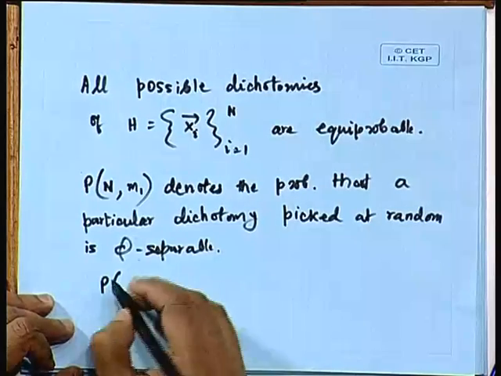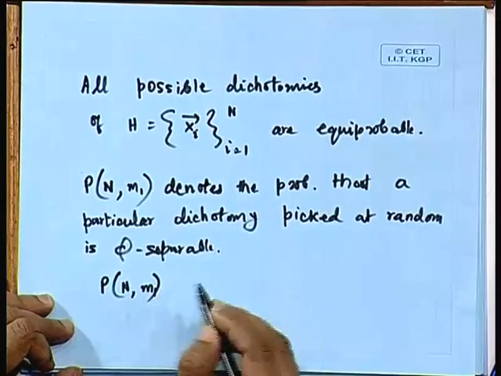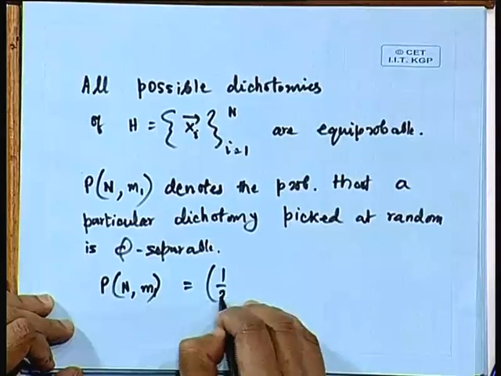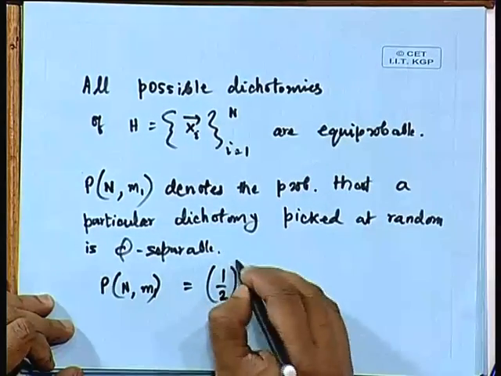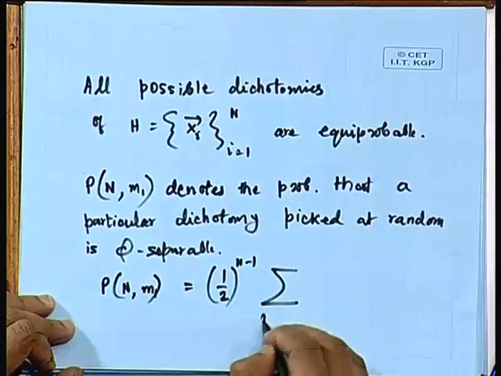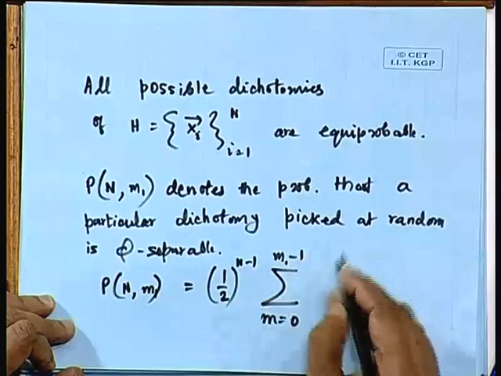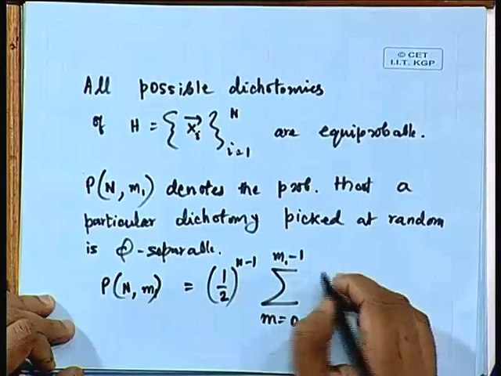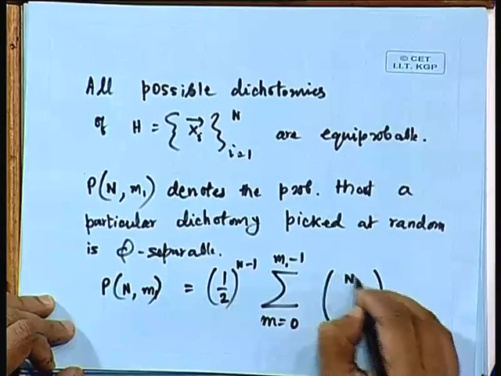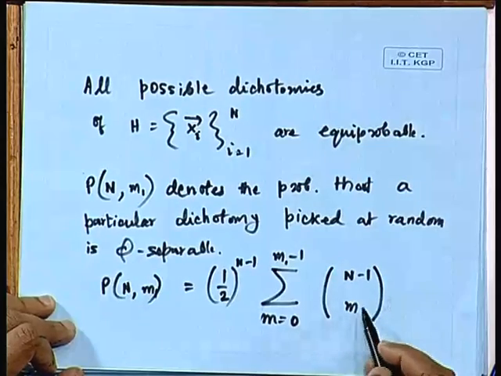So, the probability that a particular dichotomy picked at random will become phi separable is given by Cover's theorem. The proof is very involved, and we are not giving that; we are directly giving the result. The probability is given as (1/2) to the power n minus 1, summation m equal to 0 to m1 minus 1, of the combination n minus 1 choose m.